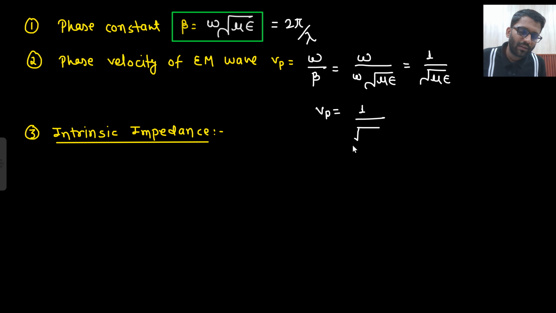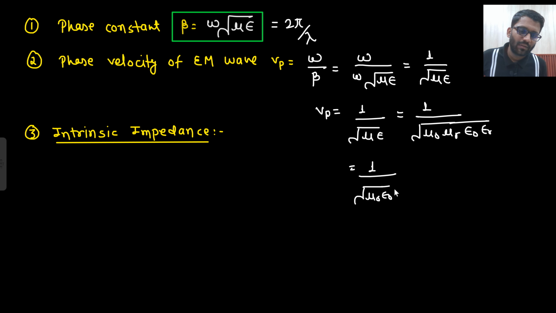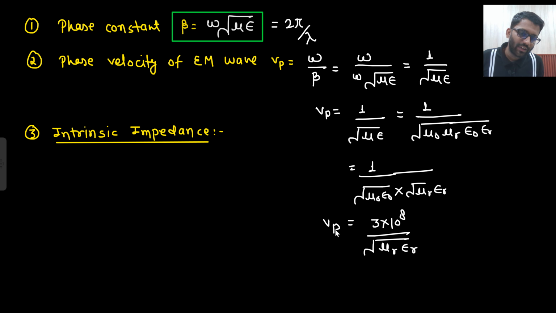1 by root mu epsilon. Now can I write it in this manner? 1 by root of mu naught mu r epsilon naught epsilon r. Certainly I can write it down. So 1 by root mu naught epsilon naught into mu r epsilon r. What is the value of 1 by under root mu naught epsilon naught? Yes, it is 3 into 10 to the power 8 divided by root of mu r epsilon r. This is the phase velocity you are getting.